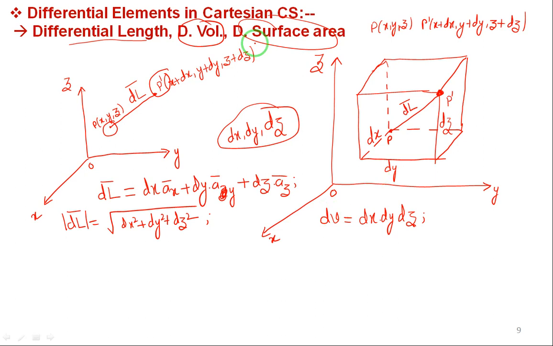Differential volume is over. Next, differential surface area. Yes. Okay, you can observe here the cubical structure has 6 faces, but I will consider the front face.